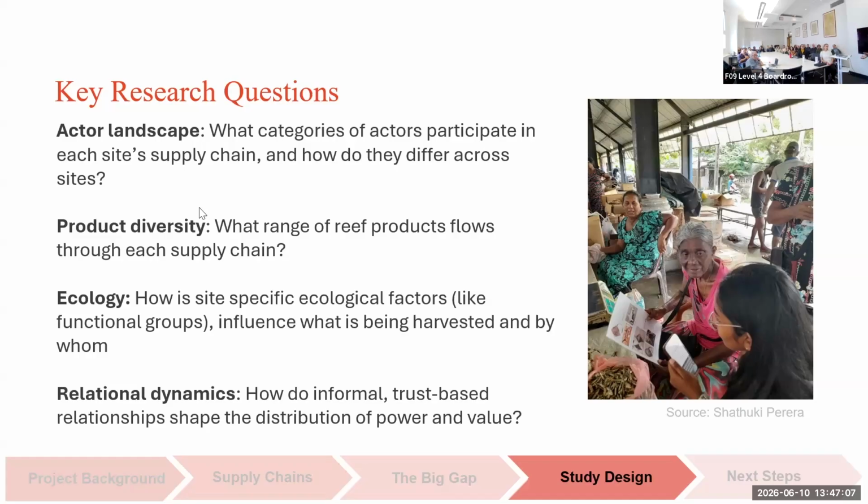And finally, relational dynamics. So like I said, in these community-based supply chains, informal and trust-based relationships are really important in who you sell your fish to. It could be your relation, it could be your friend. So what does this mean for the distribution of the power and the value of that product? And what sustainability implications does this have?